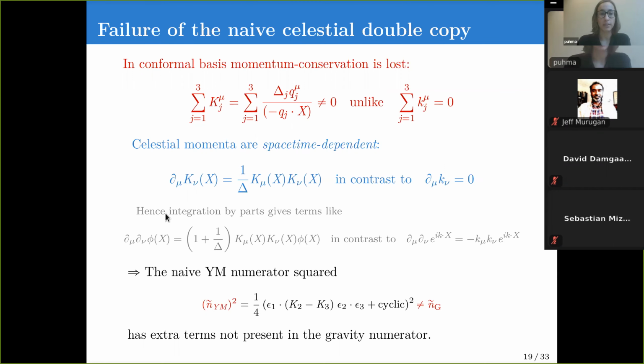You will get expressions where two partial derivatives act on the scalar conformal wave functions. And these will produce this extra factor of 1 over delta in the amplitude. And this is unlike in momentum space where there is no extra term arising. So these extra factors mean that when you square the Yang-Mills numerator, you will get extra terms that are not present in the gravity numerator. Okay, so what to do?